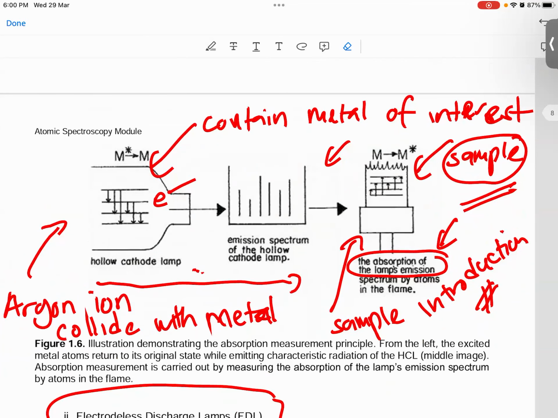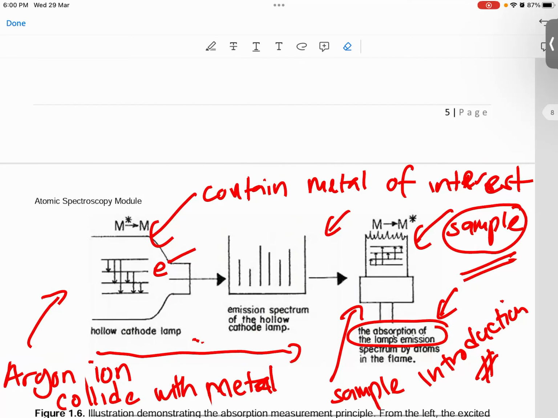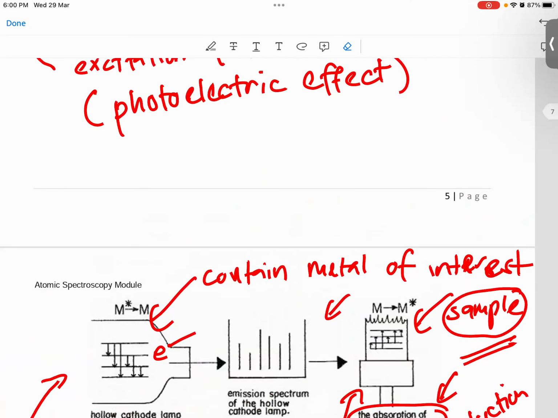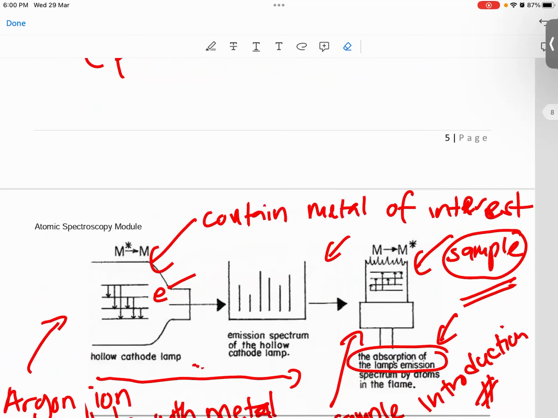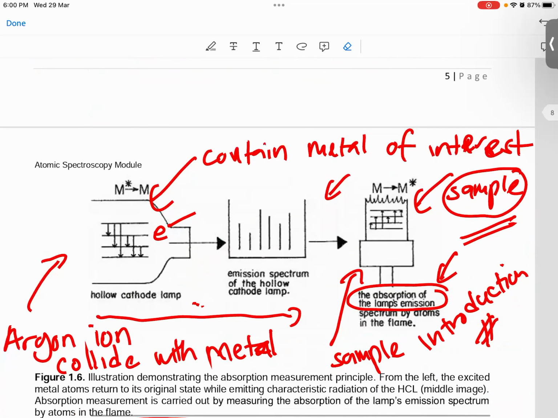Right, we have completed AAS, atomic absorption spectroscopy. The machine is known as an atomic absorption spectrometer. So the one that we are going to discuss today is atomic emission, AES.